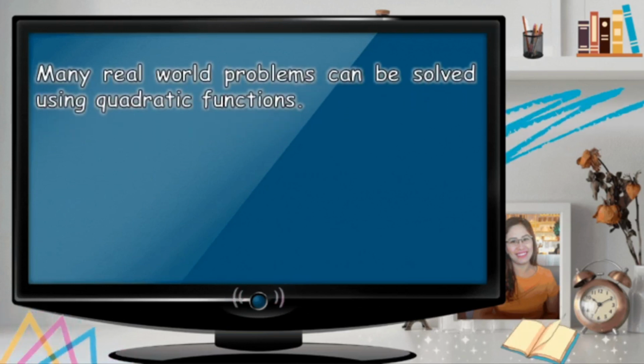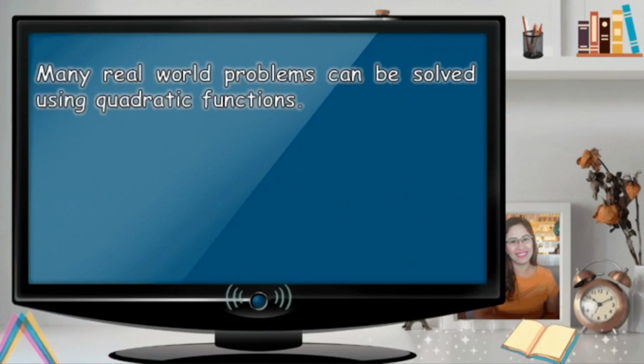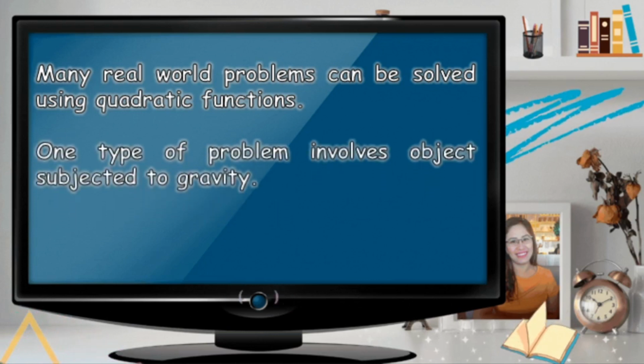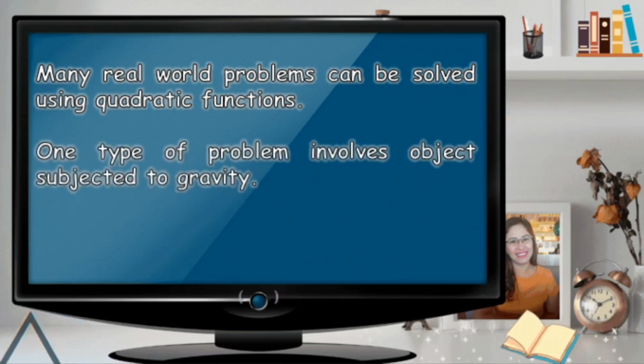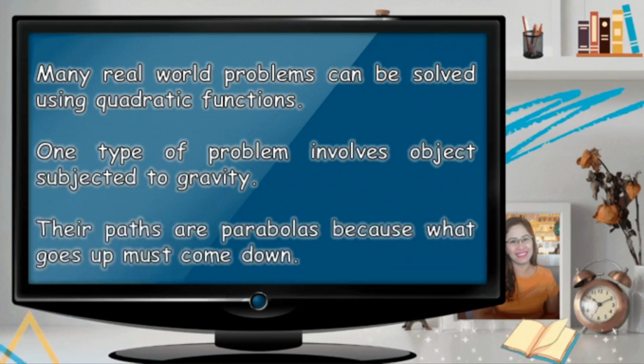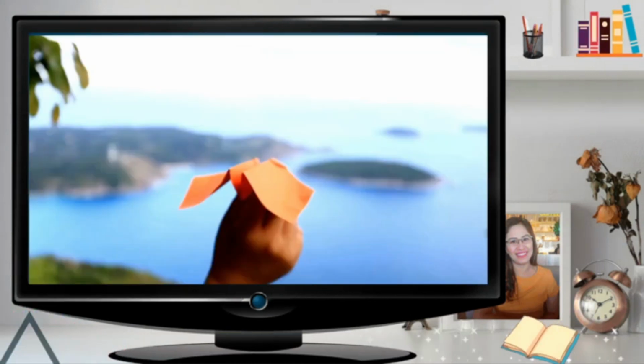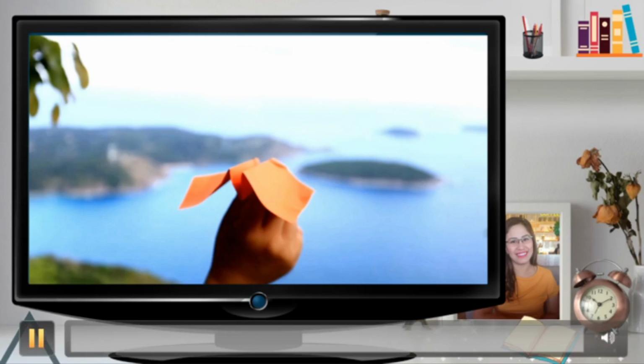Many real-world problems can be solved using quadratic function. One type of problem involves objects subjected to gravity. Their paths are parabolas because what goes up must come down. I want you to watch this video that shows real-life situations that involve quadratic function.